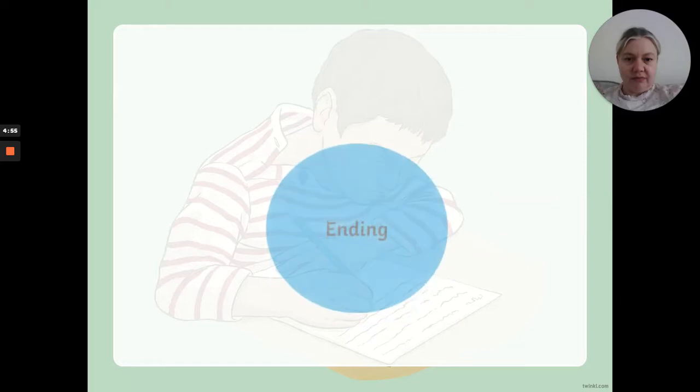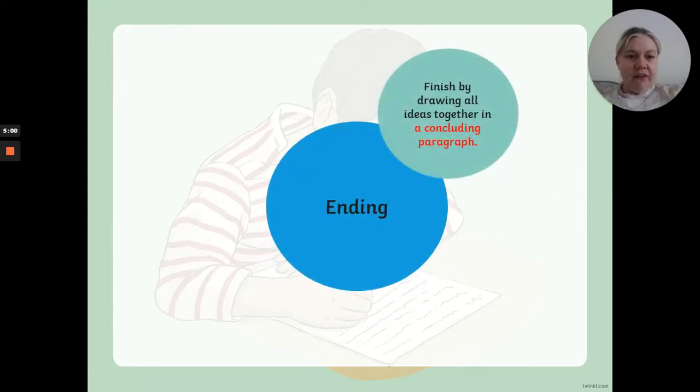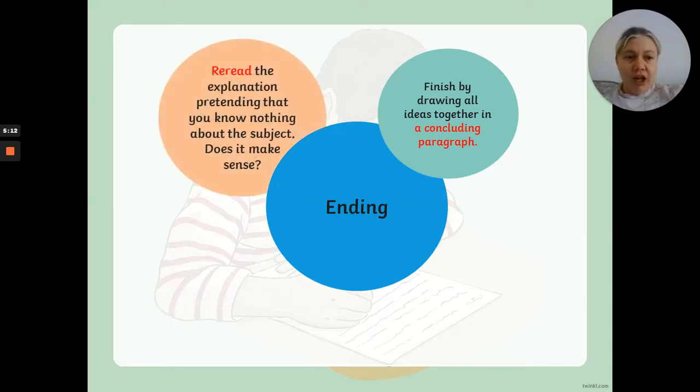So the ending. Finish it by drawing all the ideas together in a concluding paragraph. Again, it doesn't have to be very long, only 1 or 2 sentences is fine. And reread the explanation. You have to pretend that you know nothing about this explanation. Does it make sense? Can somebody pick that up who's never heard about it before and understand what they're reading?